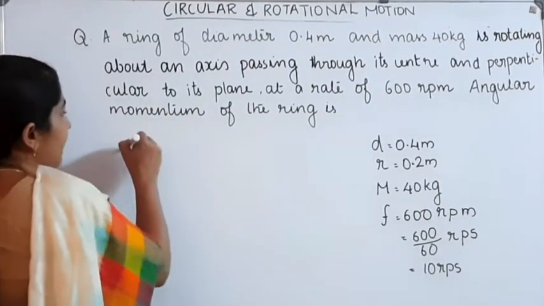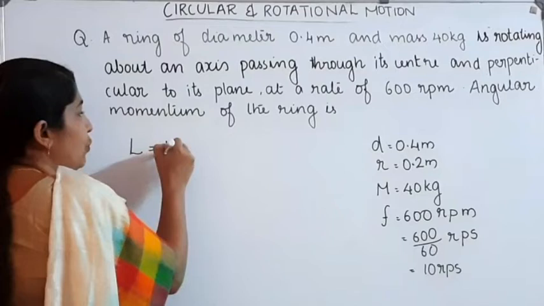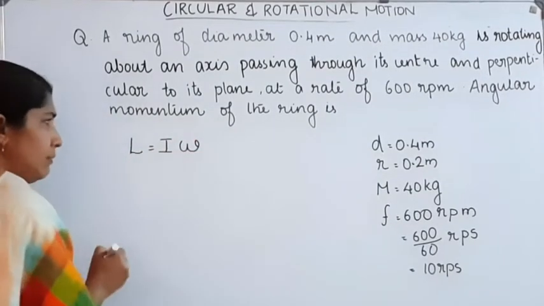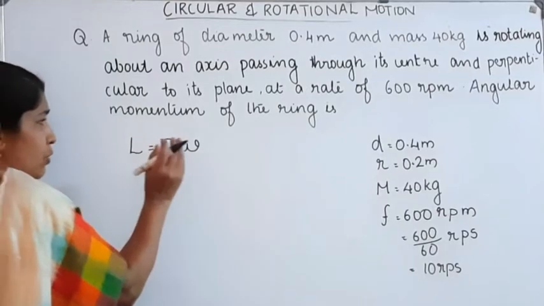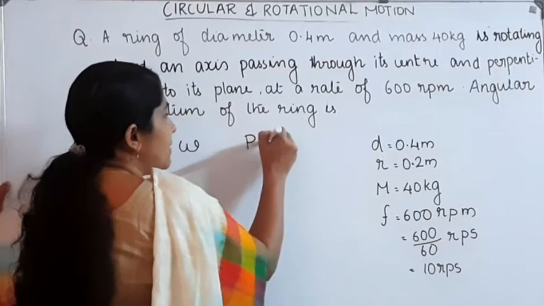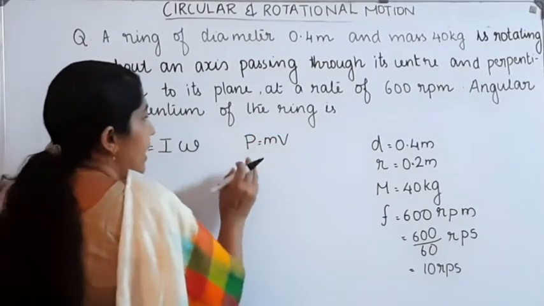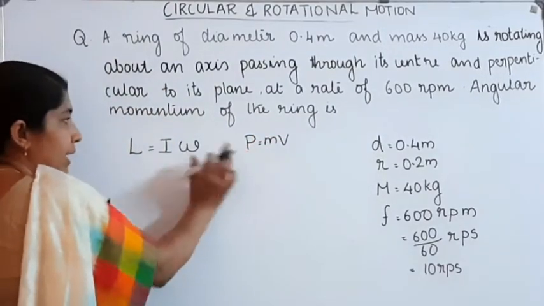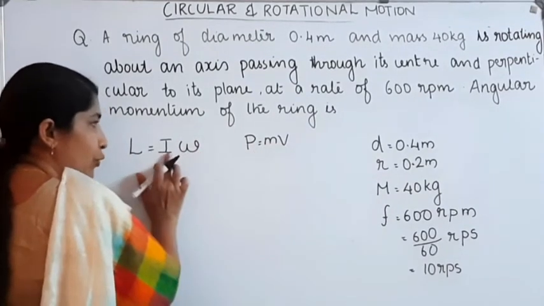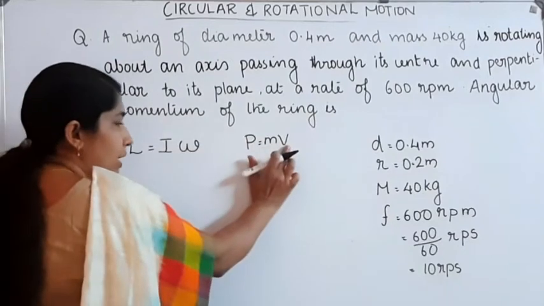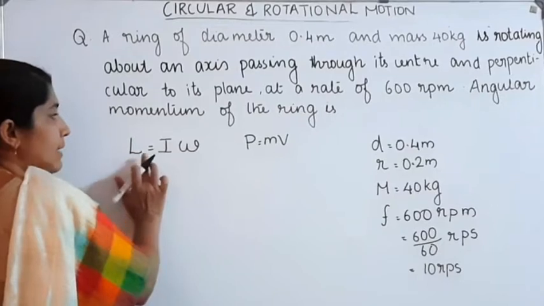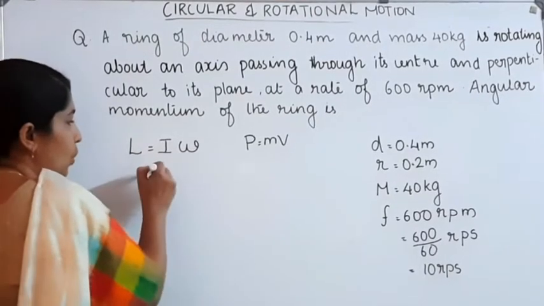Angular momentum L is equal to I omega. If we don't know this equation, we know that the linear momentum P is equal to mass into velocity. Instead of linear momentum, we write angular momentum. Instead of mass, we write moment of inertia. Instead of linear velocity, we write angular velocity. So L is equal to I omega.